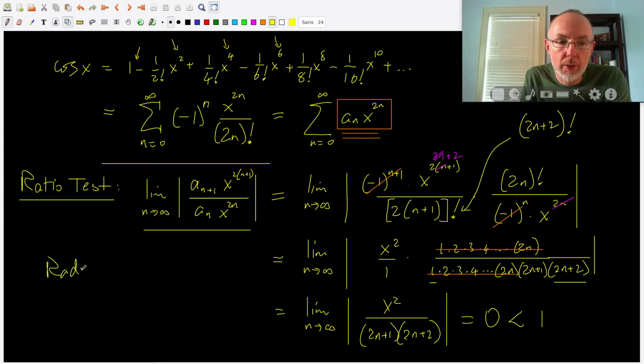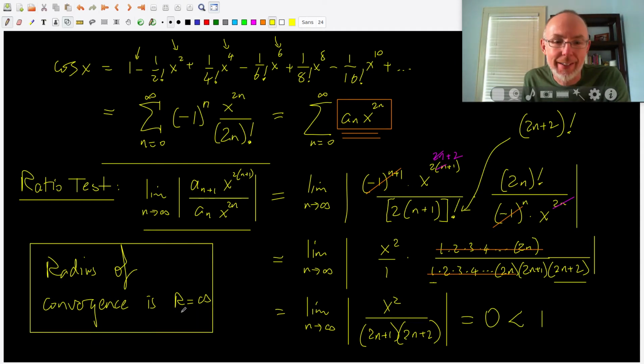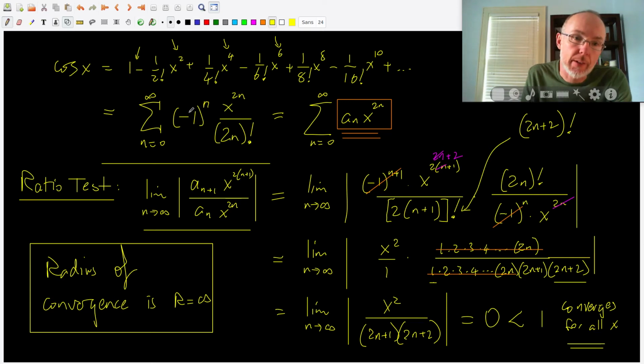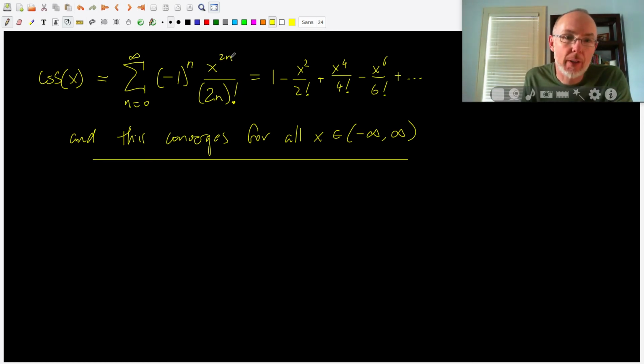So the radius of convergence here is infinity. Sorry, the interval of convergence is all real numbers x, because the radius of convergence is infinity. Because it doesn't matter what x is, this power series is going to converge. This power series is our Maclaurin series, and so we've got our final result. So summarizing that, what we see is that the cosine is given by this Maclaurin series, and it converges for all real numbers x. So similar to the exponential function, cosine converges everywhere.